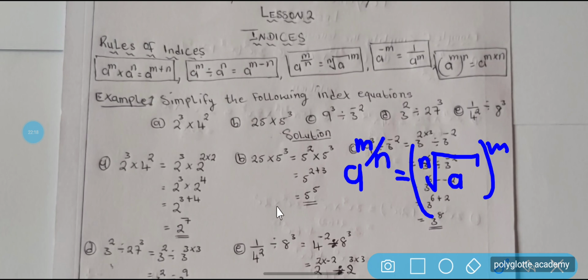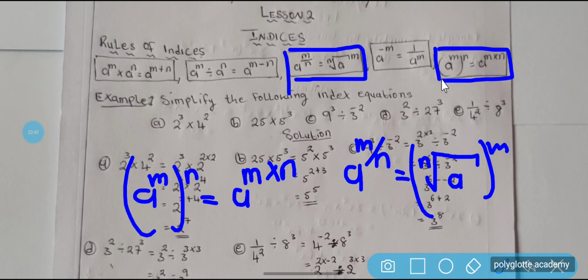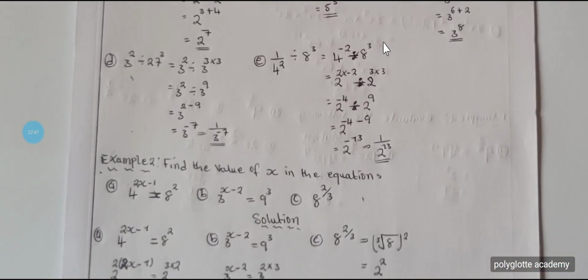And we also have the other one. If you have, say, a to the power m, all raised to the power n, then this will imply a to the power m times n. These are the formulas. So you can pause the video and check the formulas for yourself. So this is the rule, and we have that. So let's move on.